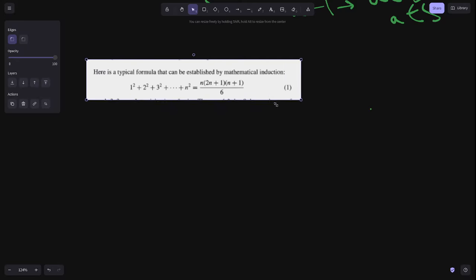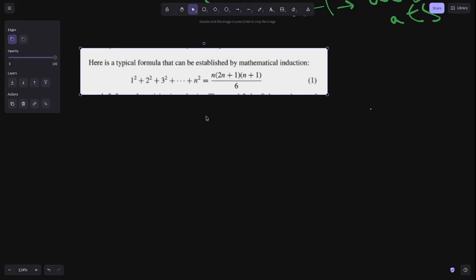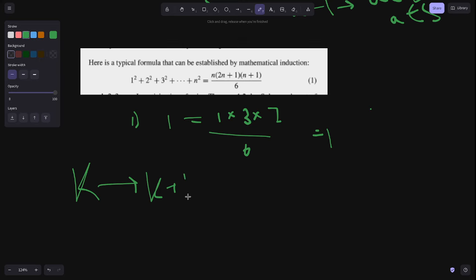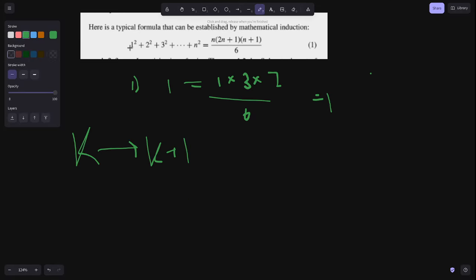We have to prove that typical formula by mathematical induction. This is a very famous formula, as you know, right? So does 1 satisfy this? That is the first question. So 1 squared is equal to 1 into 2 into 1 plus 1 into 3 plus 1 plus 2, by 6. So 1 satisfies this. Okay. Now to prove that if k satisfies it, k plus 1 satisfies it as well.